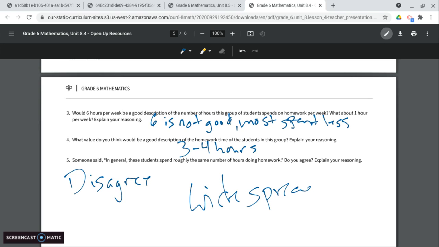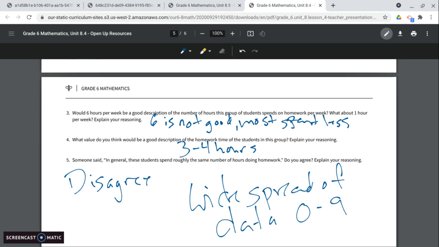So wide spread of data, 0 to 9. We have to be careful with those wide spreads of data. The wider they are, the less similar the representation is. We can't say that they spend roughly the same amount of time.